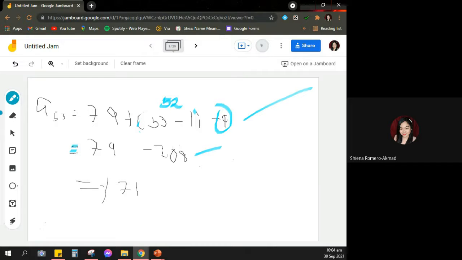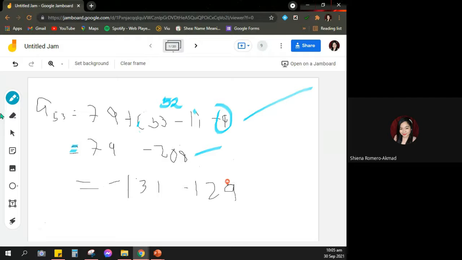Is it negative 179? 7 ba to? How about yung mga nasa Google Meet or sa FB Live? Negative 171 daw. How about the others? Sige, 129 po. The answer is negative 129.